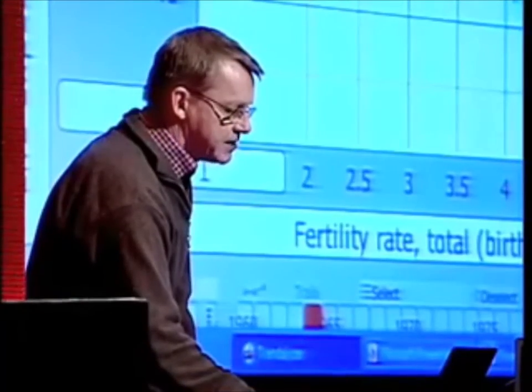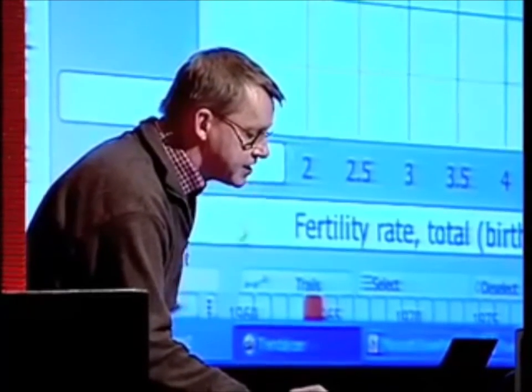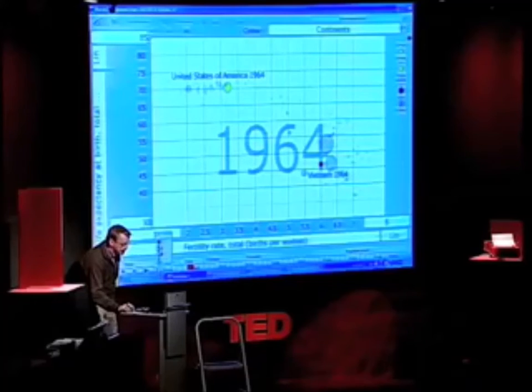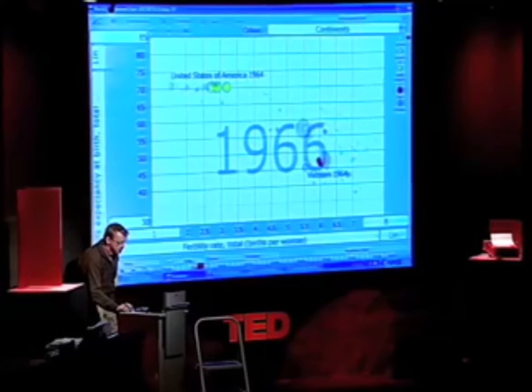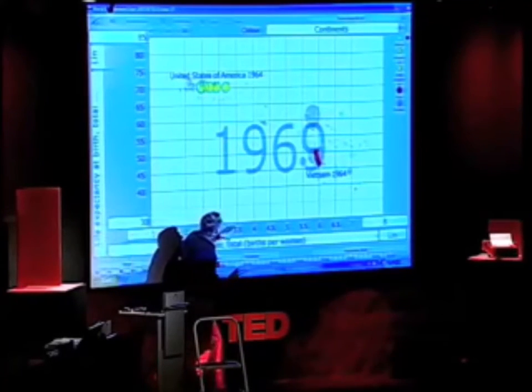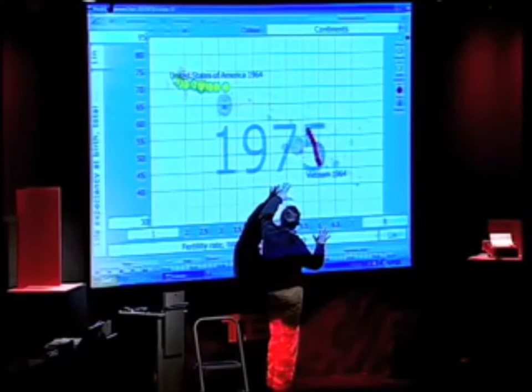Let me make a comparison directly between the United States of America and Vietnam. 1964: America had small families and long life. Vietnam had large families and short lives. And this is what happens. The data during the war indicate that even with all the death, there was an improvement of life expectancy.